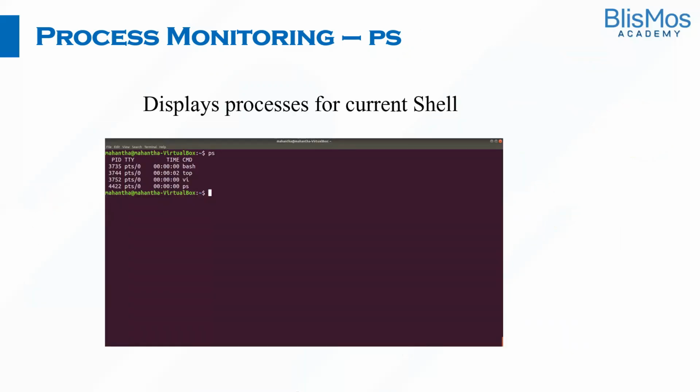Before we look at some options, let us understand the PS in a bit more detail. When you run the PS, what does it do? It displays the processes in the current shell. I have run a PS, it is saying me your processes are bash, top, vi, ps itself. What exactly all these things mean?